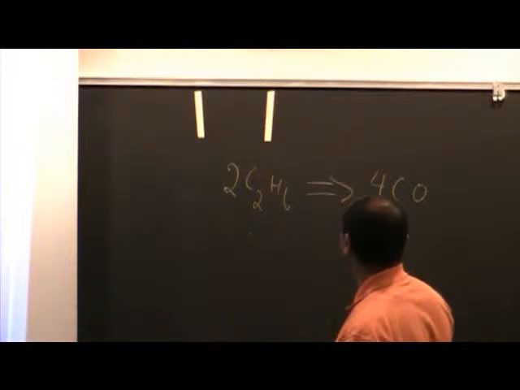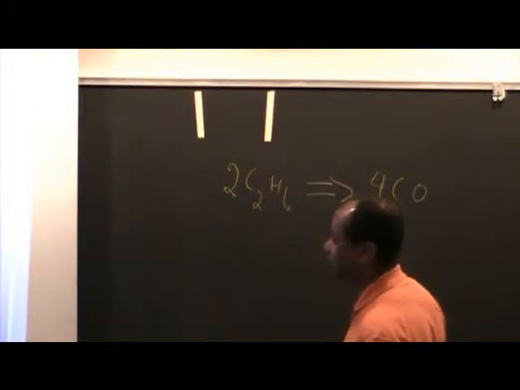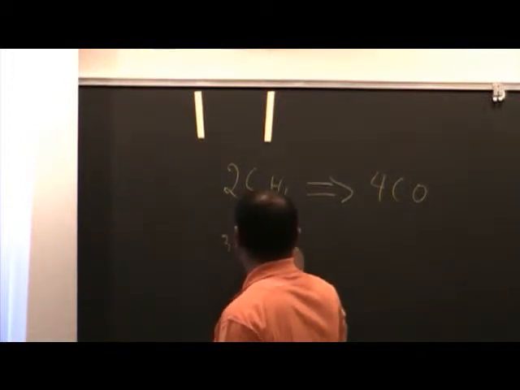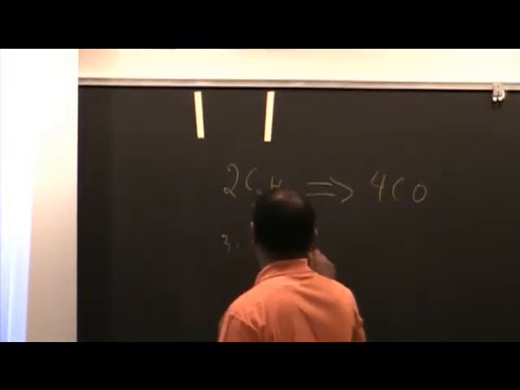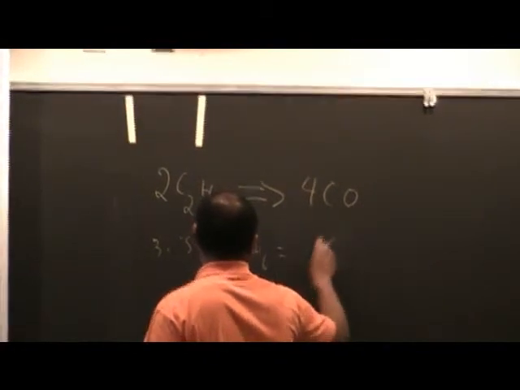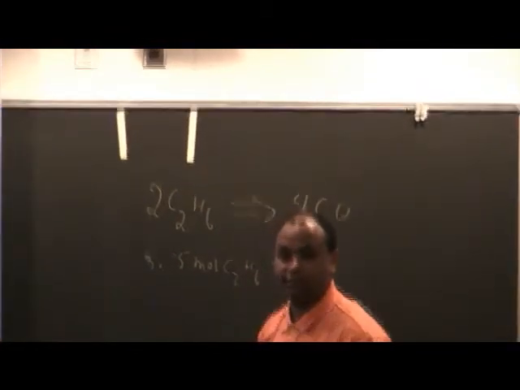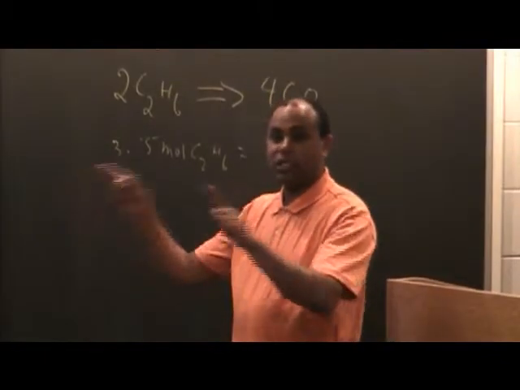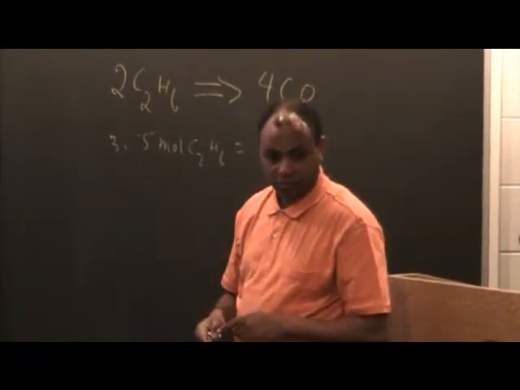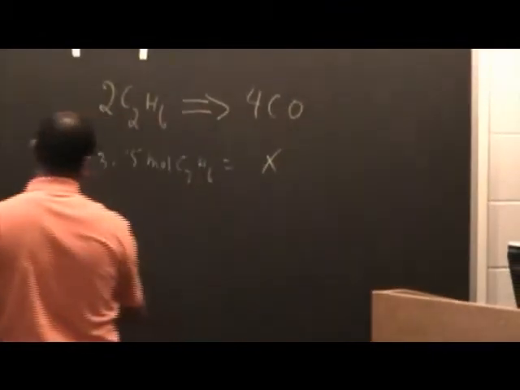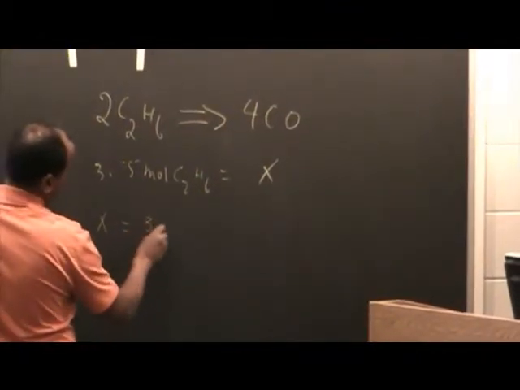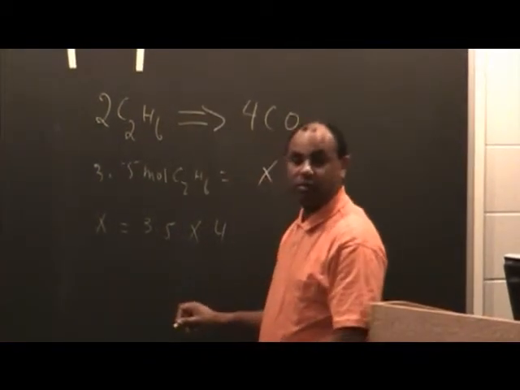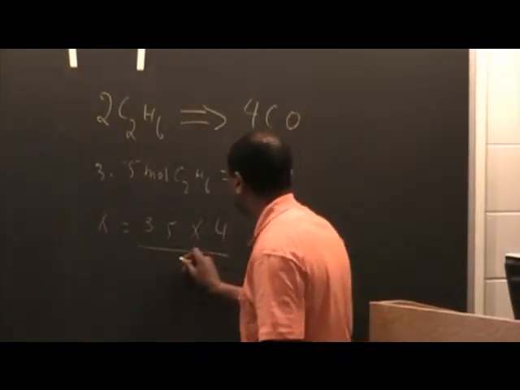2 moles of C2H6 provides you 4 moles of carbon monoxide. If I have 3.5 moles of C2H6, it provides me how many moles of carbon monoxide? We use crisscross. That means X will be what? 3.5 multiplied by 4, over 2.